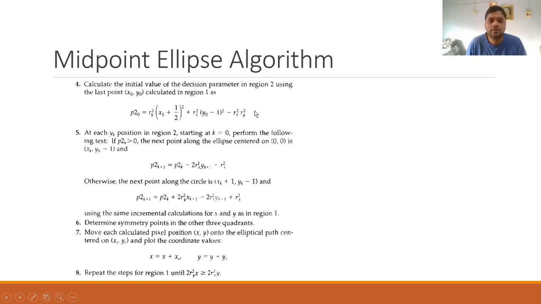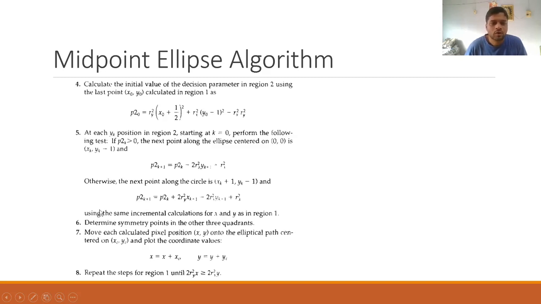So this is the initial decision parameter calculation in region 2, using the last point (x0, y0) calculated in region 1. At each yk position in region 2 starting at k equal to 0, perform the following test. If p2k is greater than 0, the next point along the ellipse centered on (0, 0) is (xk, yk minus 1). So if it is greater than 0, we are not going to increment xk, we will only decrement yk. The next decision parameter is p2k plus 1 equals p2k minus 2 rx square yk plus 1 plus rx square.